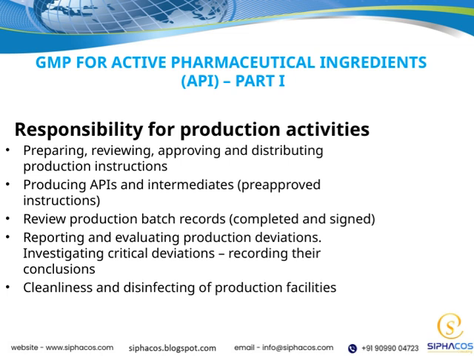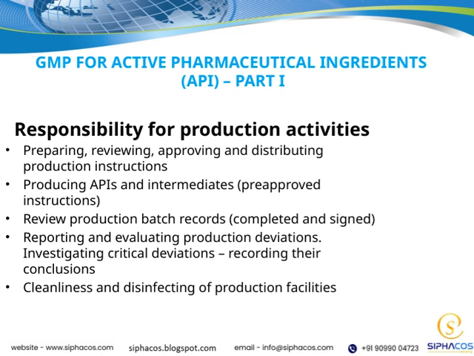Next, reviewing production batch records is a critical step. We need to verify that all records are complete and signed off, confirming that the process was followed correctly. This ensures traceability and accountability throughout production.